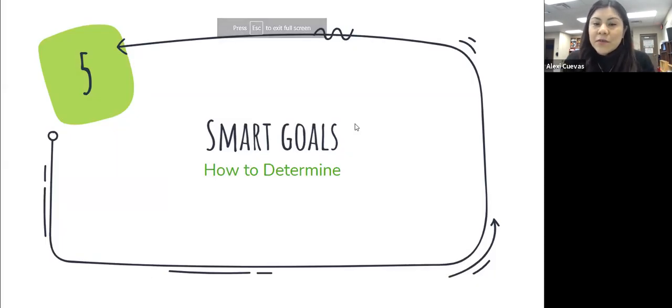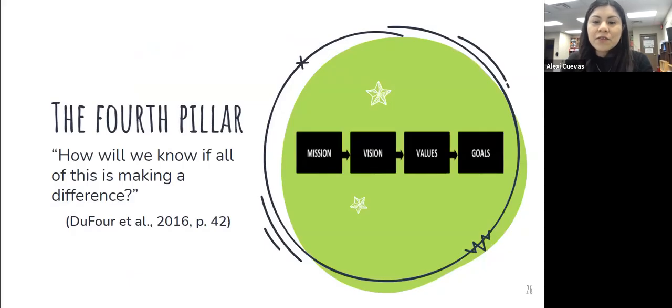So now on to SMART goals. We're going to talk about what SMART goals are and how to determine them. So SMART goals are the 4th pillar of the PLC foundation. So the 4th pillar is goals, and it asks the question, how will we know if all of this is making a difference?